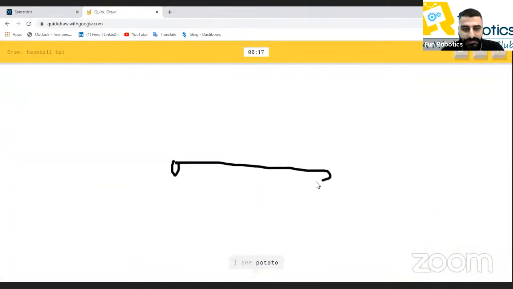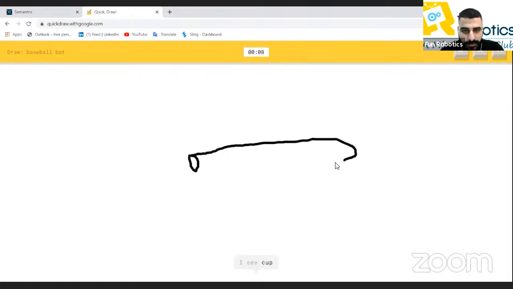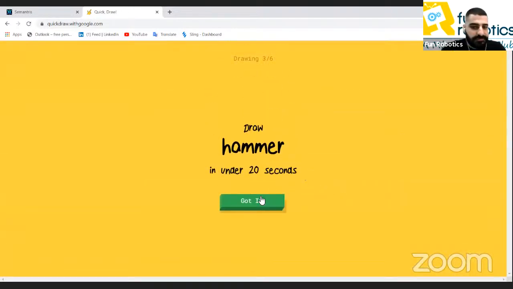So I see potato. Or clarinet. Or trombone. Or nail. Okay, so then maybe that's a bad drawing. I see cup. Make it a bit bigger. Or clarinet. Oh, I know. It's baseball bat. Let's do a hammer. I see circle. Or street light. Or knee. Oh, I know. It's hammer.